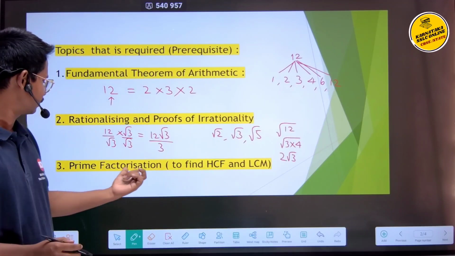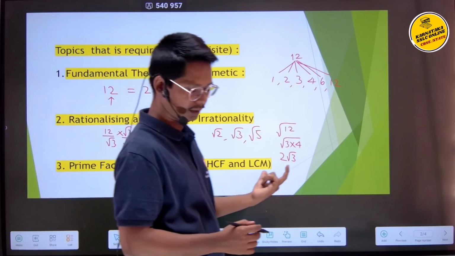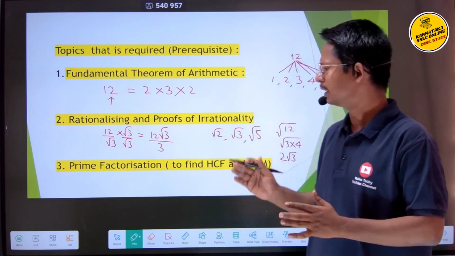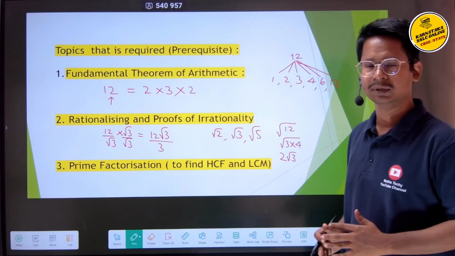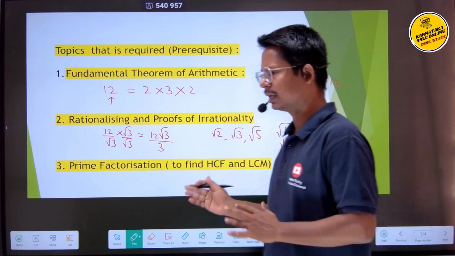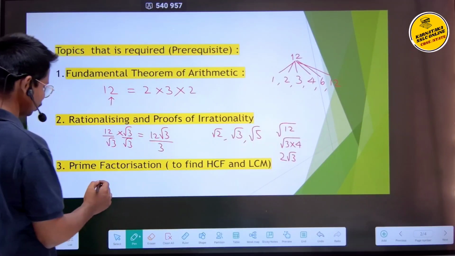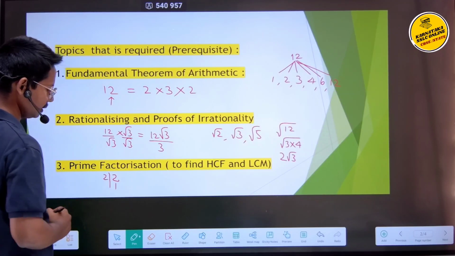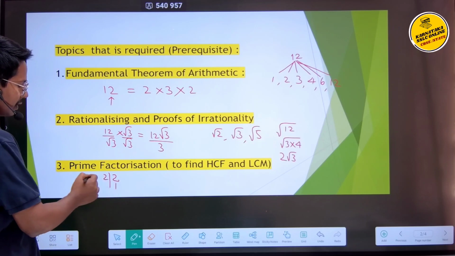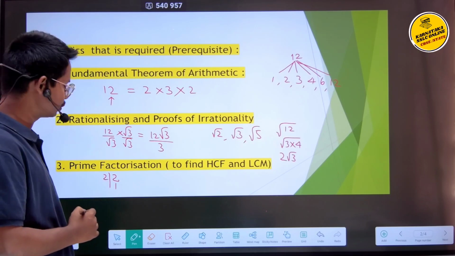Okay, next one, prime numbers, it's very important. So every number can be written as a product of its prime factors. Okay, so you take any number. For example, if I take 2, you can write 2 as 2 into 1. So 2 has a prime factor as 2 only.